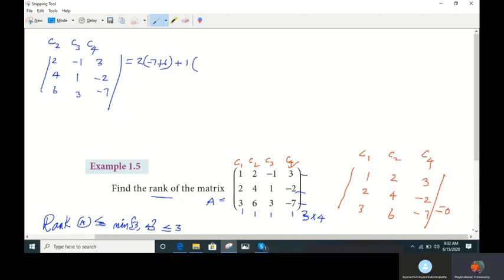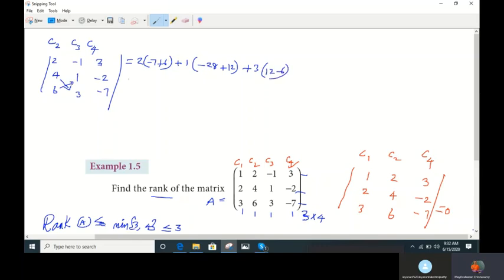Leave the first row, second column. 4 into minus 7. 4 7s are minus 28. And this you have to cross multiply, correct? 6 into minus 2, minus 12. So minus of minus 12 is plus 12. Take the last term, 3. 3 into, leave the first row and last column. 4 3s are 12 and 1 6 are 6. So 12 minus 6.